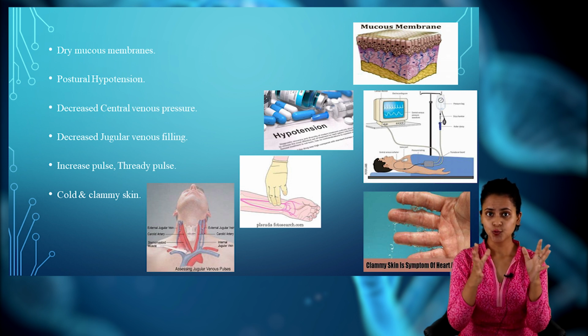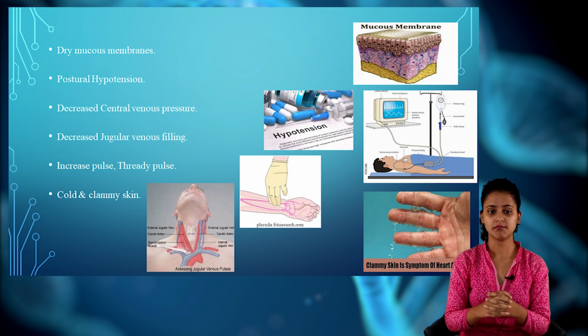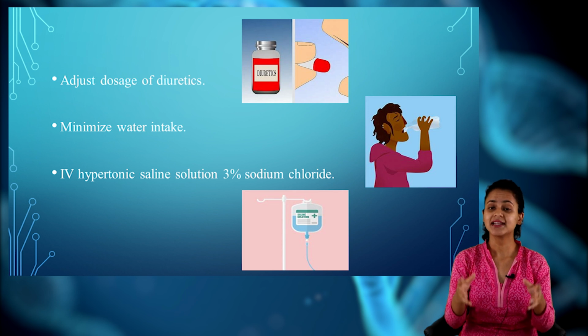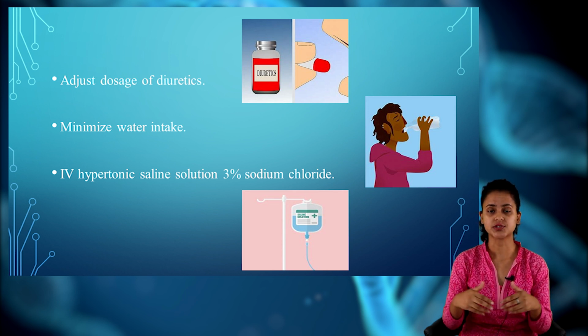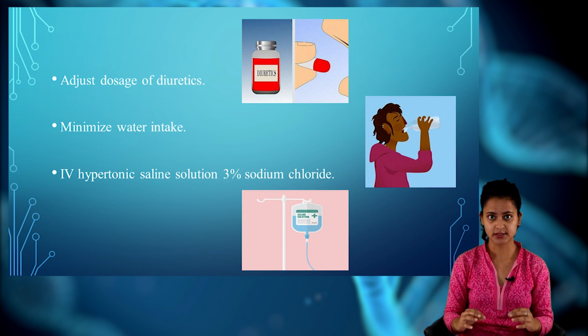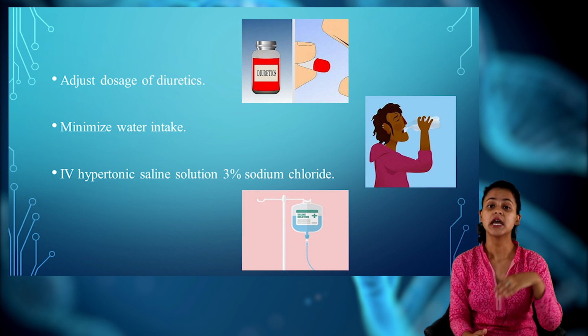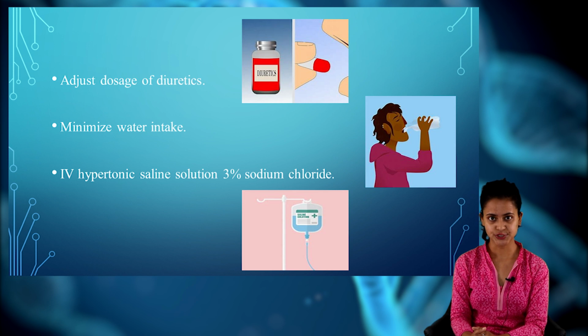So a client with hyponatremia often will be managed by adjusting the dosage of the diuretics if it is already prescribed for the client. The next measure is minimizing the water intake. So if the hyponatremia is related to excess fluid volume in the body, definitely we are going to suggest the client minimize the water intake. Intravenous hypertonic saline solution, that is 3% sodium chloride, often will be administered or prescribed for a client to maintain their sodium balance in the body.